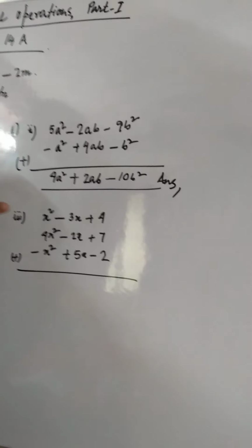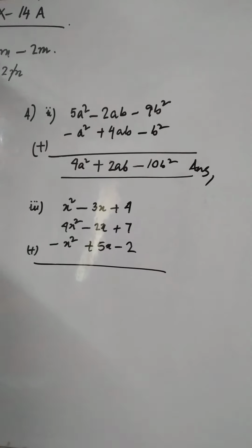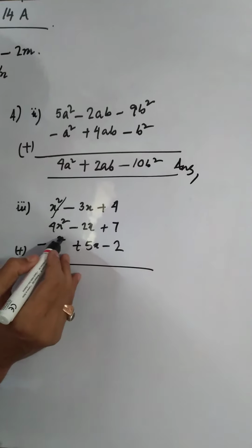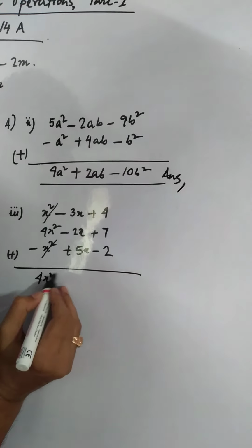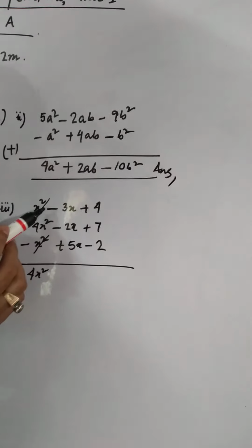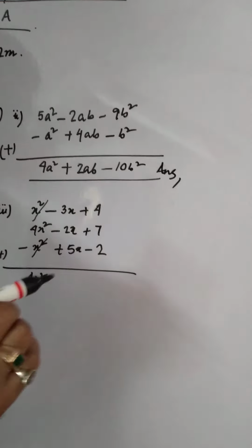Now you see here plus x square minus x square plus 1 minus 1. The result is 0, so you can cancel out these two. So here only 4x square is left. Now you see minus 3x minus 2x. Minus minus is plus, but the sign should be negative.